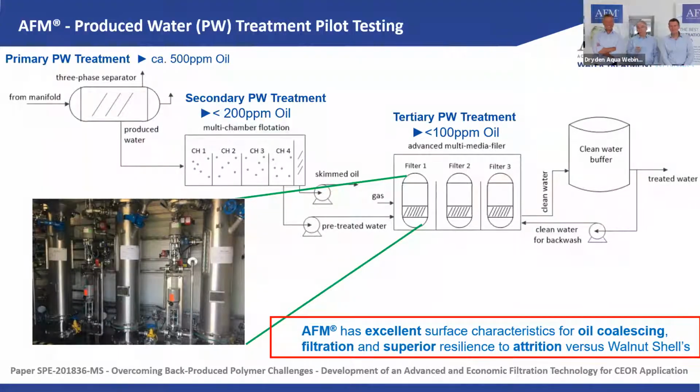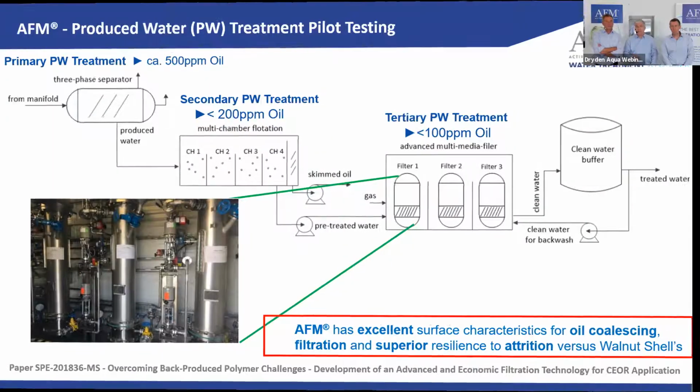Yeah. And we really have seen, and I will show that in the summary in the next slide, that we have very good oil coalescing, very good filtration, and also important, attrition. So we have a much longer lifetime expectation with AFM versus a nutshell. Yeah. So we can run our filters much longer. Why is this the case?